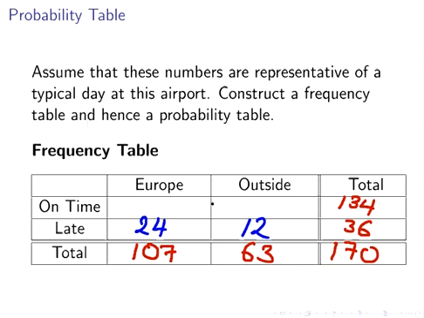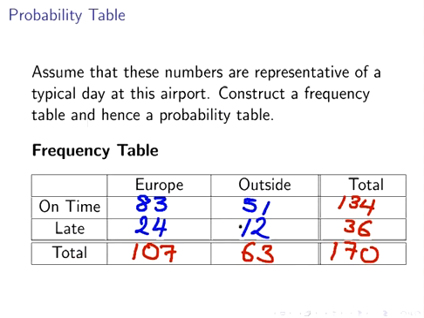Now, by the process of deduction, we determine how many of the European flights left on time. Well, what number adds to 24 to give us 107 as a total? The answer there is 83. Likewise, what number gives us a column total of 63 when you add it to 12, and a row total of 134 when you add it to 83? The answer there is 51. So 51 of the non-European flights left on time.